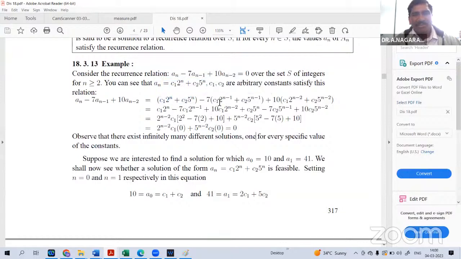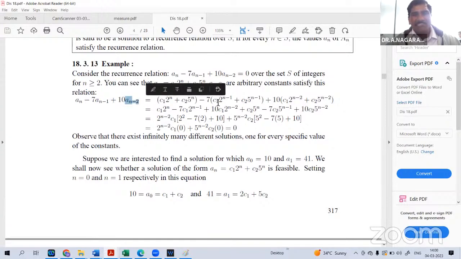Next, the one-time derivative means 2 power n minus 1 term. Not here, not derivatives here. The next term is a substitution. Derivative means the next term, a n minus 1. What is the next derivative? The next term comes to n minus 2. So here you should write a n minus 1 and a n minus 2.